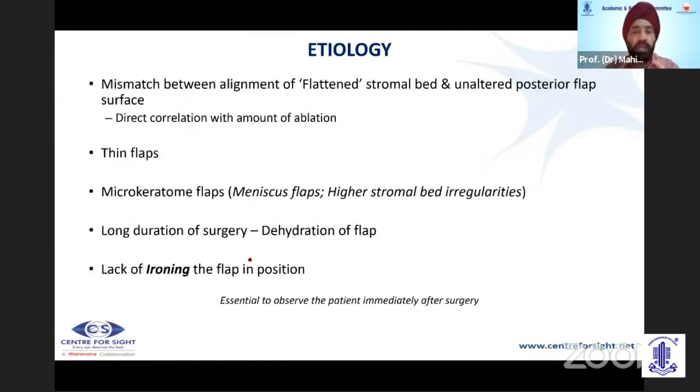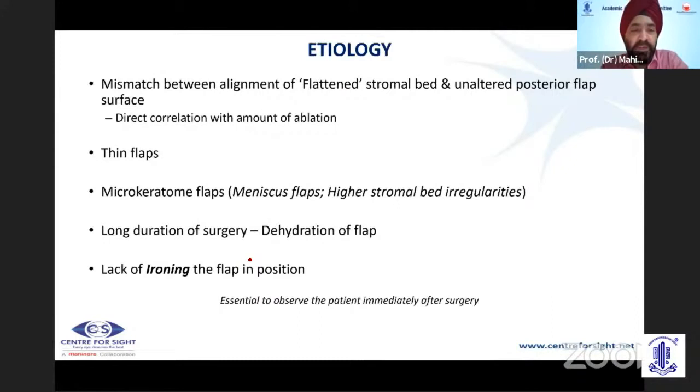Actually what happens is that there is an alignment problem with the flattened stromal bed. Normally if we are talking about a myopic ablation that has happened, you are flattening the stromal bed, and there is a mismatch with the posterior flap surface. There is a direct correlation with the quantum of tissue that you have removed during the ablation. That means if you have a small ablation, the flattening would be less. If you have a larger ablation, the flattening would be more, and this mismatch would therefore be more.